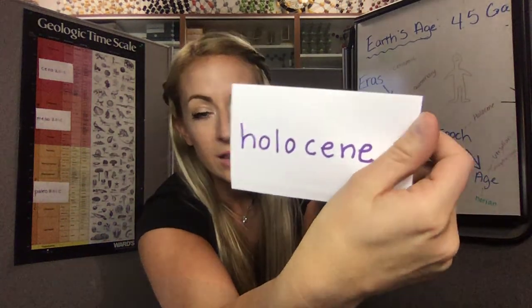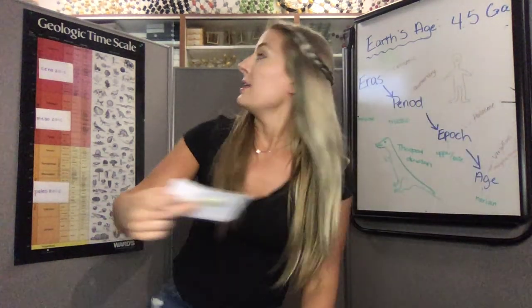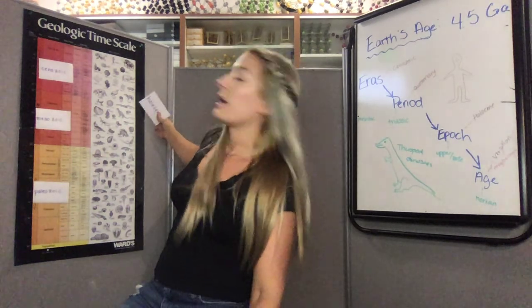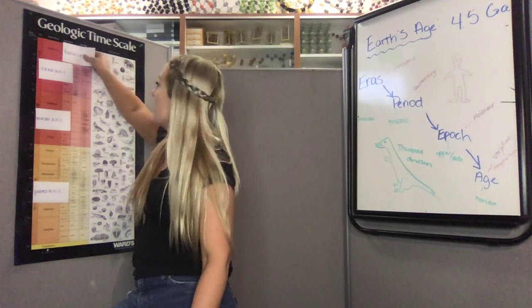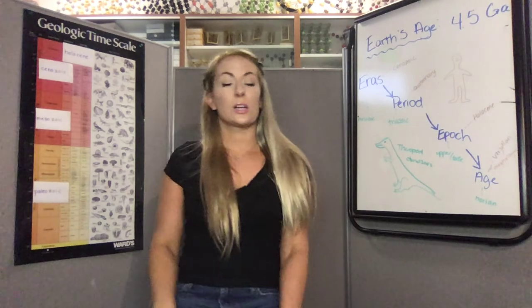So humans right now, we live in the Holocene epoch, and that'll show up on the Geologic Maps lab as well. So remember this word Holocene. This is the epoch that we live in right now. So the Holocene epoch, that is us currently.